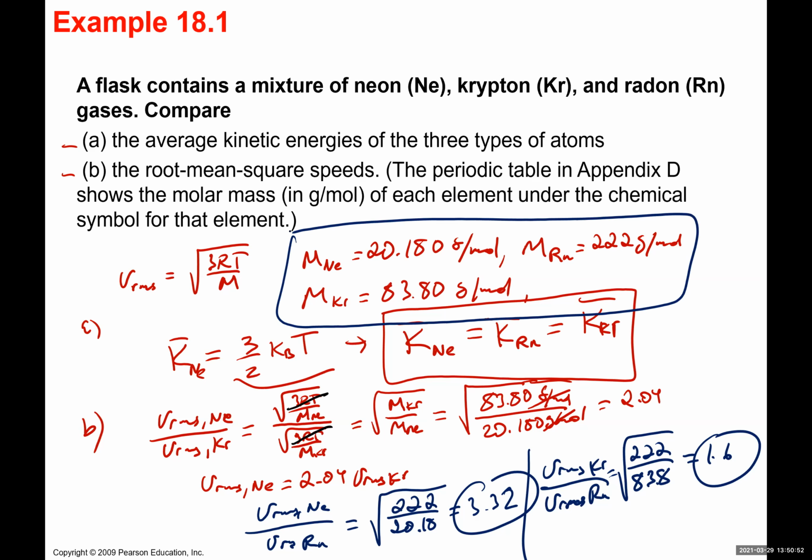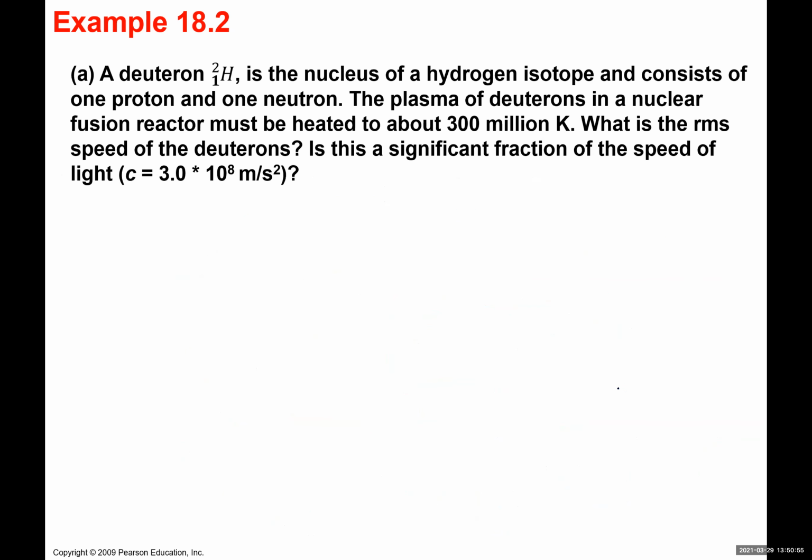Here's another example. I have deuterium, which is an isotope of hydrogen. It's a nucleus of a hydrogen isotope and consists of one proton and one neutron. The plasma of deuterium in a nuclear fusion reactor must be heated to about 300 million Kelvin. What is the RMS speed of the deuterium? Is this a significant fraction of the speed of light, where the speed of light is 3 times 10 to the 8 meter per second? There should be no square over there, sorry.